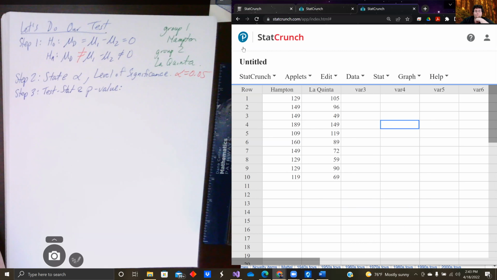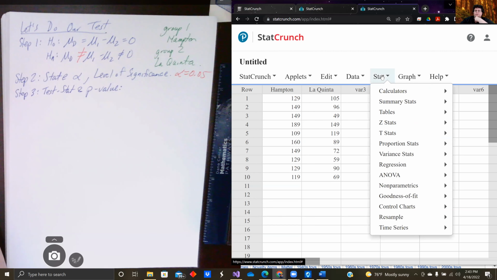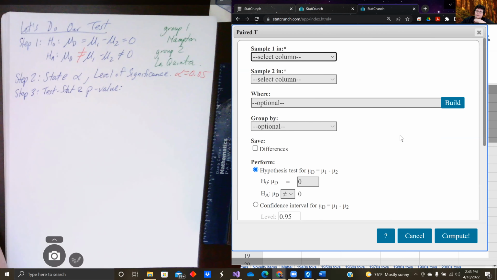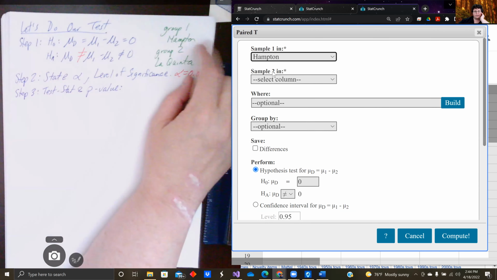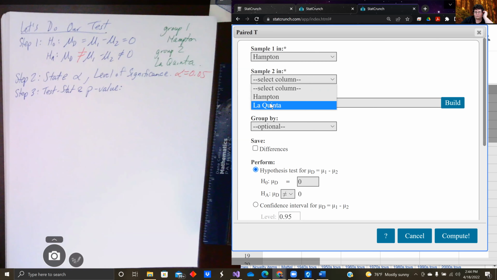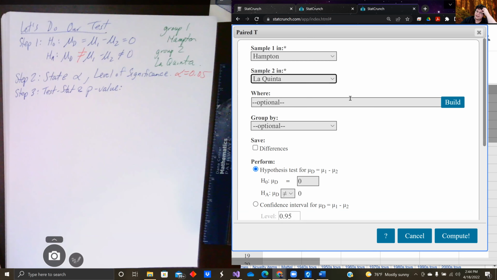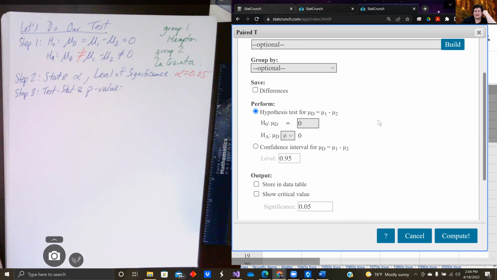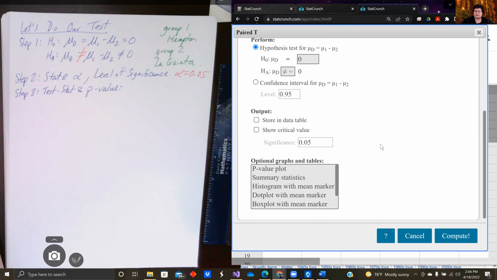I'm going to come in here. I'm going to go Stats, T Stats, Paired. And I'm going to tell it Hampton will be group 1. That's what I chose up here. La Quinta will be group 2. I don't need to save the differences. Actually, I'm going to save the differences so I can show you where it comes from. We don't need to store in the data table. We don't need to show the critical value. We're just going to click compute.